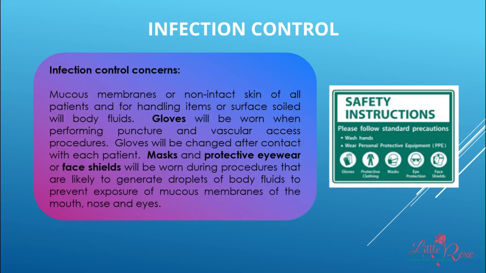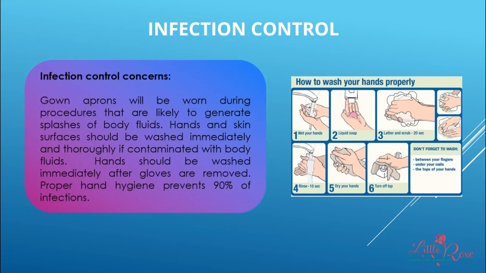Masks, protective eyewear, and face shields will be worn during procedures that are likely to generate droplets of body fluids, to prevent exposure of mucous membranes of the mouth, nose, and eyes. Gowns and aprons will be worn during procedures that are likely to generate splashes of body fluids. Hands and skin surfaces should be washed immediately and thoroughly if contaminated with body fluids. Hands should be washed immediately after gloves are removed. Proper hand hygiene prevents 90% of infections.